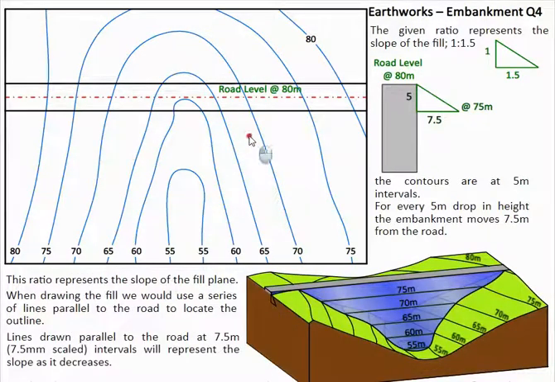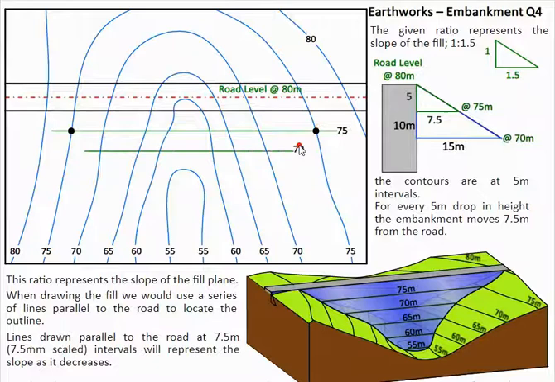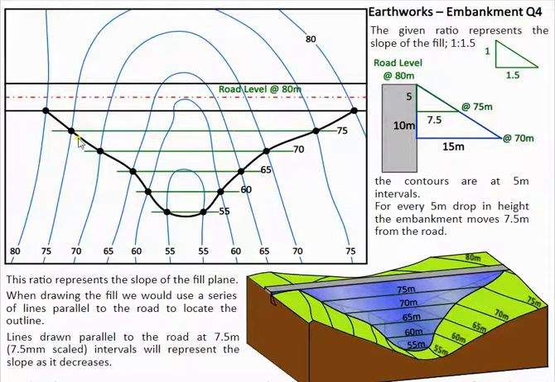So basically how to do this is set up our lines. So out 7.5 to get our 75, then the next one to get 70 is out another 7.5, out another 7.5, and so on for each of these. And then it finishes off at 55 in this question here. 80 is given to you here, and then obviously this here is the fill on this section of the road here.